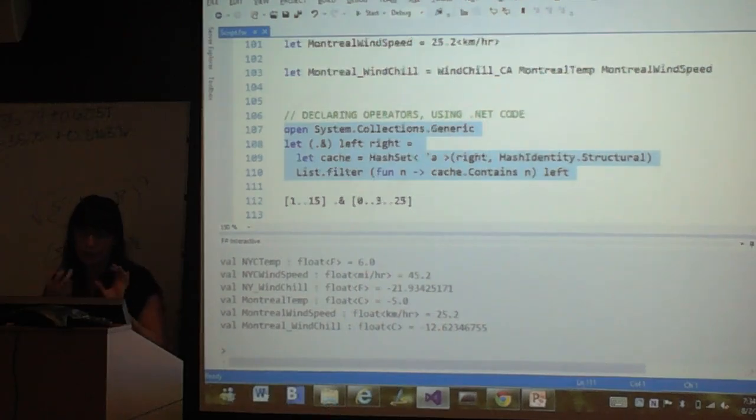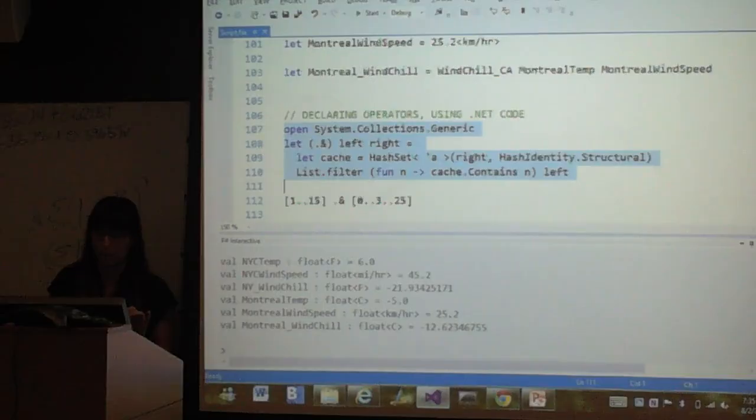it creates a cache, it creates of the right operator. So it's basically just what's in the union of the two lists. So it takes the right list, creates a hash set, which is just a single list, but no multiples in it, and then filters that on what's in the left. The hash set's a little faster.